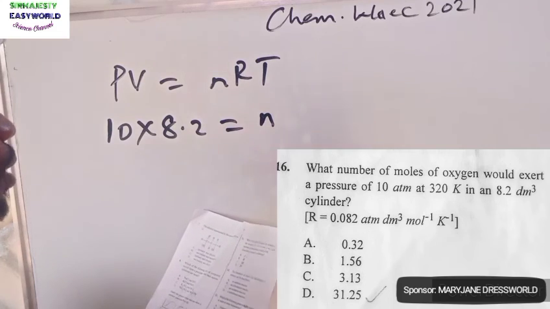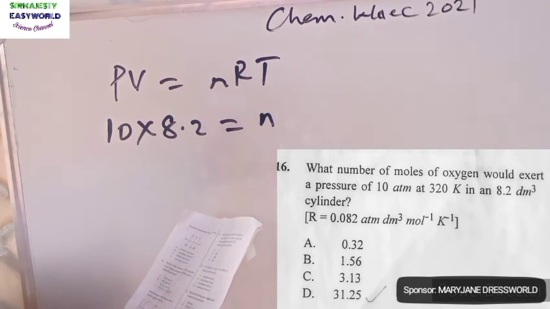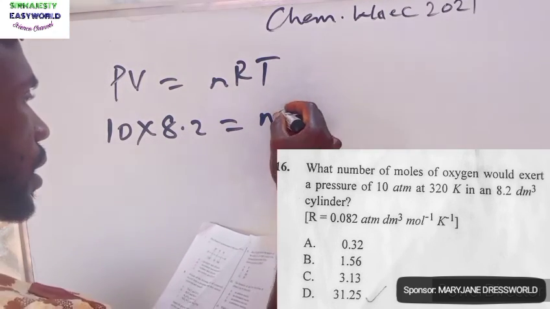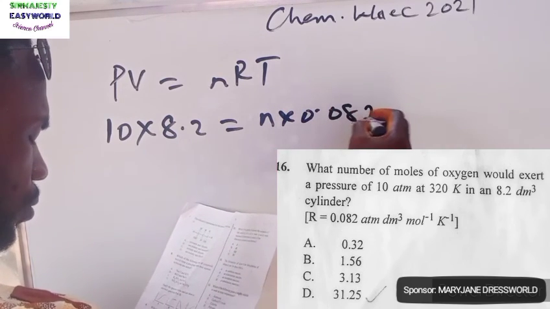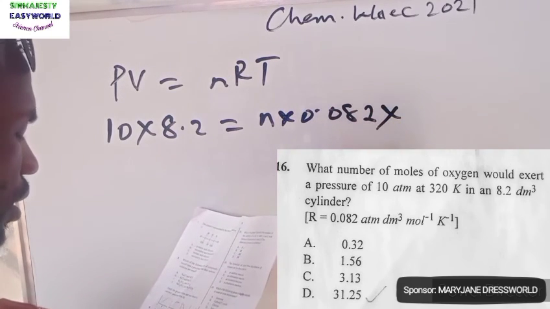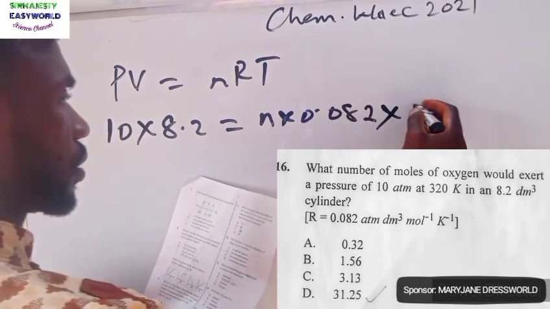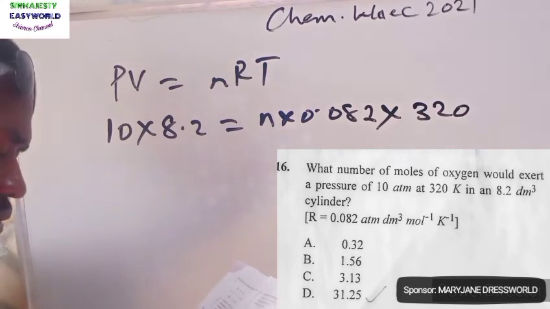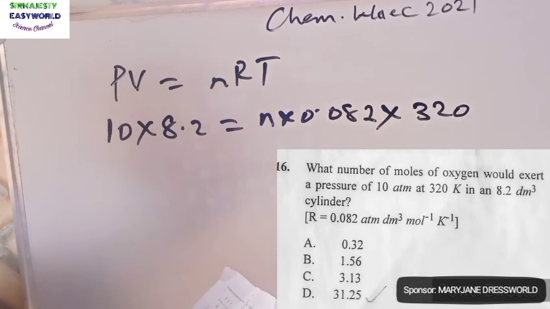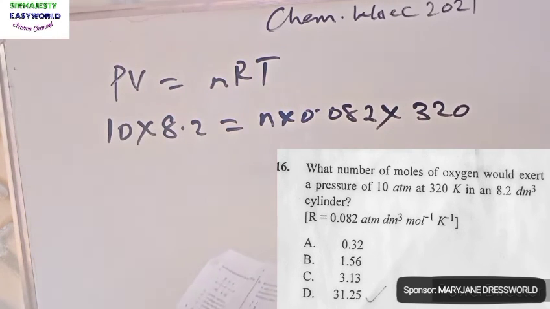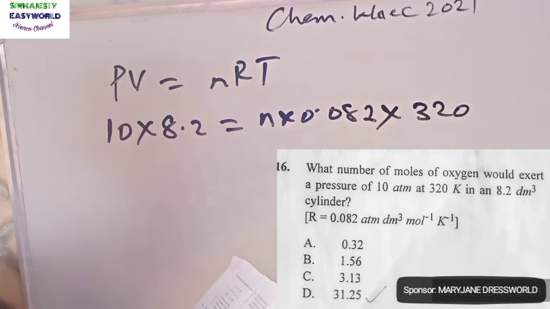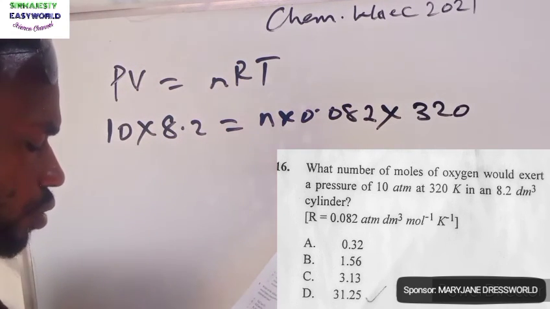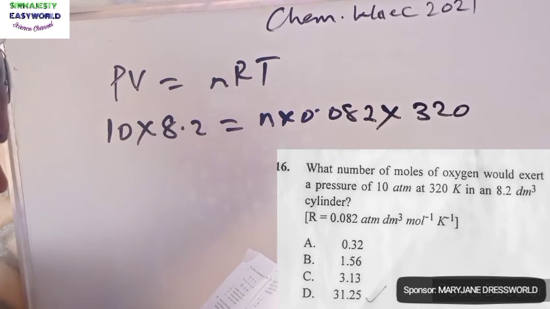They say, what number of moles, times the gas constant in brackets. The gas constant is given, which is 0.082. Then times T, the temperature was given in Kelvin, 320. Remember, if the temperature is not in Kelvin, you must convert to Kelvin. If the volume is not in dm cube, you convert to dm cube. Then if the pressure is not in atm, you convert to atm, because of that gas constant, which is gotten by R equal to 0.082 atm dm cube per mole per Kelvin. So, to make it rhyme.